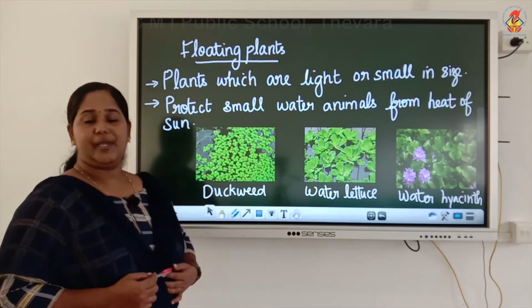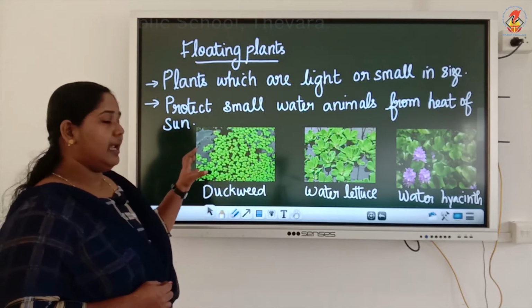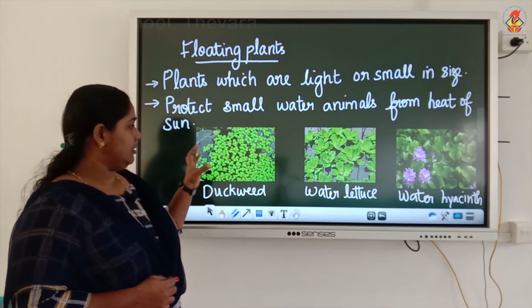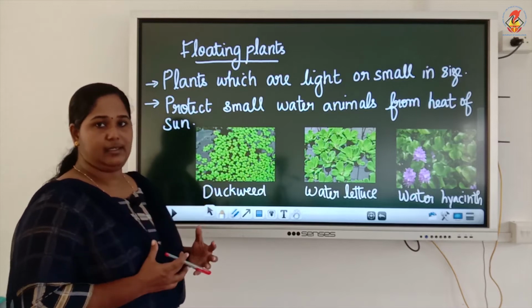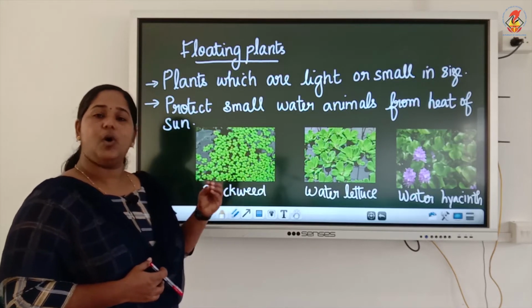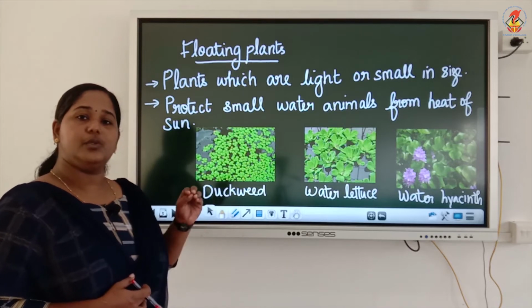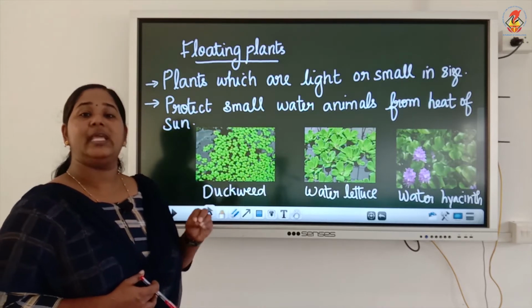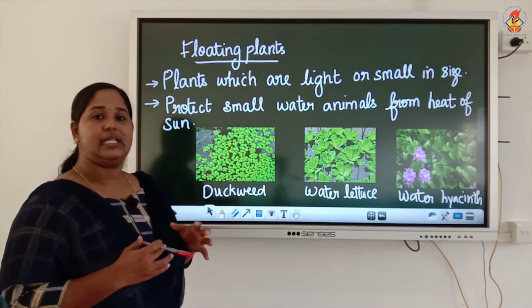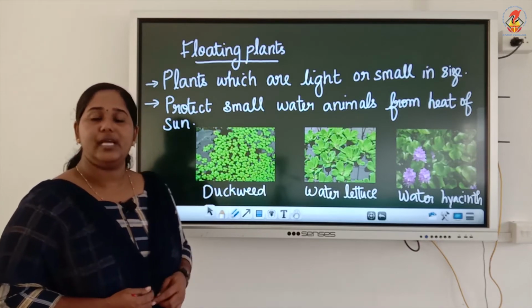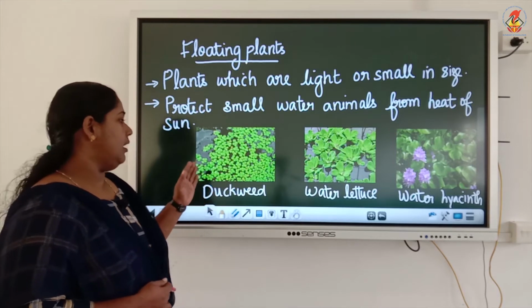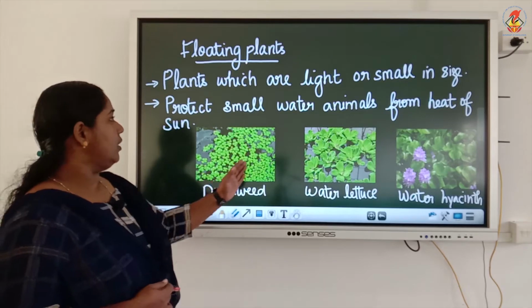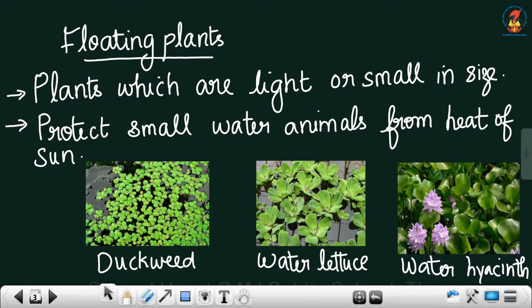From the picture, it is very clear that the leaves are thick and they remain together, and this helps some small water animals to protect themselves from the heat of the sun. They hide in between the leaves so that they get protected from the heat of the sun. So these are the pictures showing floating plants: duckweed, water lettuce and water hyacinth. They remain floating in water.